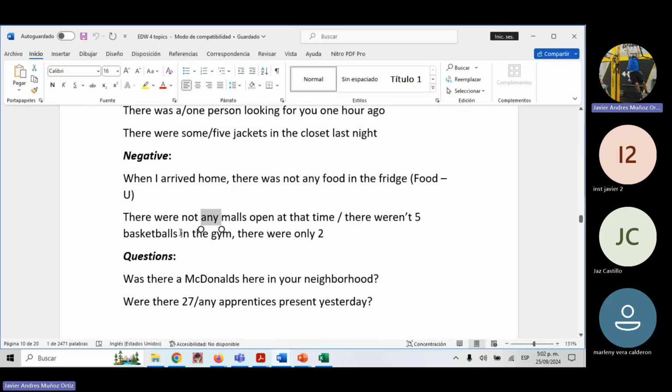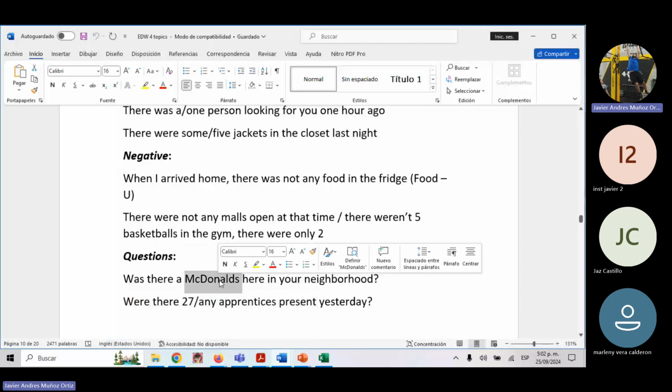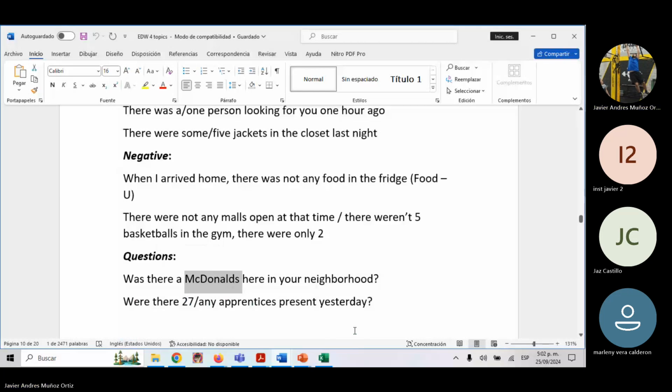Instead of saying there was, we ask, was there? Was there a McDonald's in your neighborhood before the pandemic, before 2021? Maybe yes, maybe no, I don't know. But I'm mentioning only one. Was there, singular, article singular, right? And the McDonald's is only one restaurant. I'm not asking for 3 McDonald's restaurants.